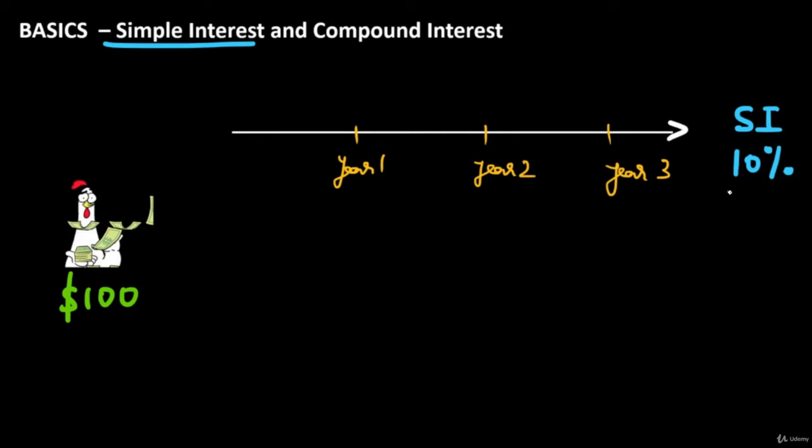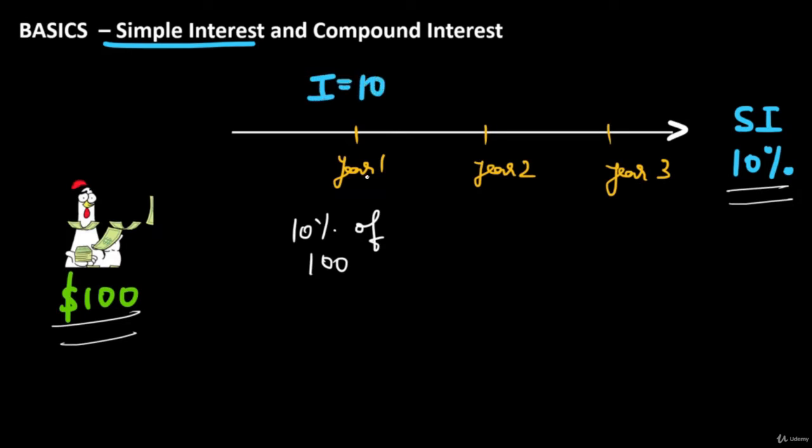That would be 10% of the principal, right? Because they have agreed for 10% simple interest. That's equal to 10% of 100, which is equal to $10. So the interest that Mr. Hen is eligible for after year 1 is $10. This means that if he were to get his money back after year 1, he could get back a total of 100 plus 10, which is $110.